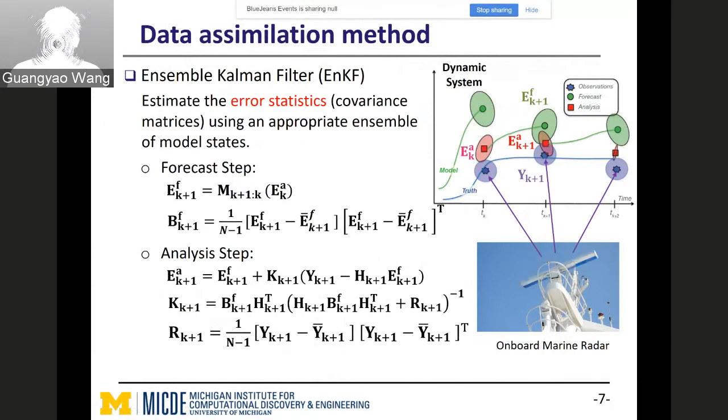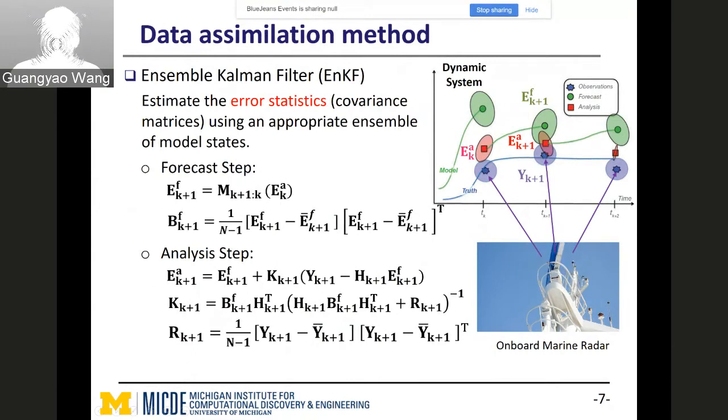Let's look at the figure on the right. If we assume that we are starting from time tk, and we already have the analysis result at time tk in hand, which is denoted by EKA, then we can use the nonlinear model to move forward to time tk plus 1 to get the forecast result, which is denoted by EK plus 1f. With the model forecast at time tk plus 1, we can estimate the corresponding covariance matrix at time tk plus 1, which is denoted by BK plus 1f. Now we have finished the forecast step.